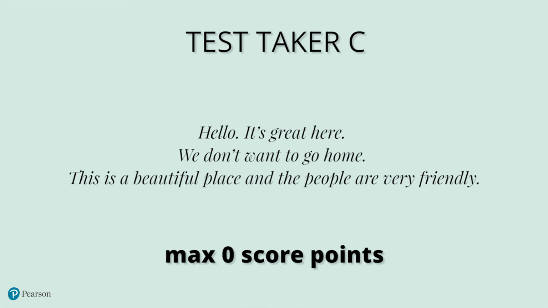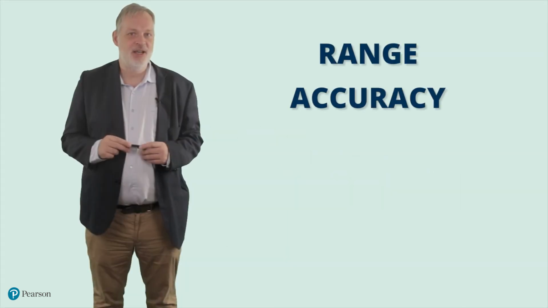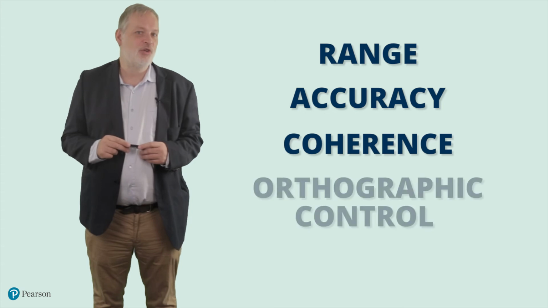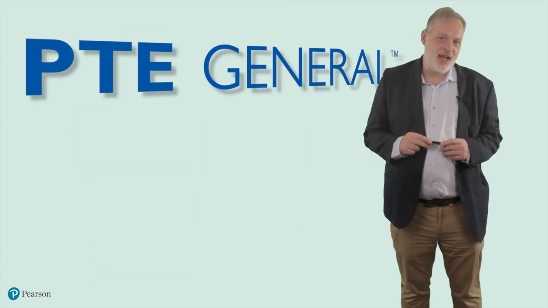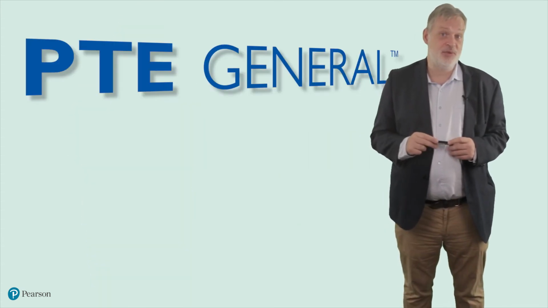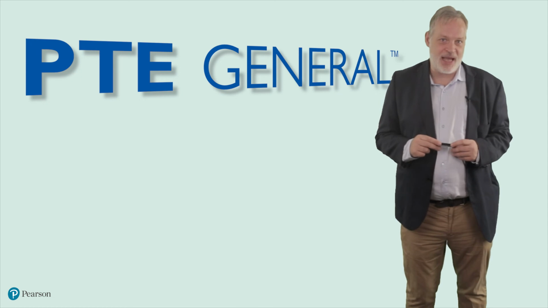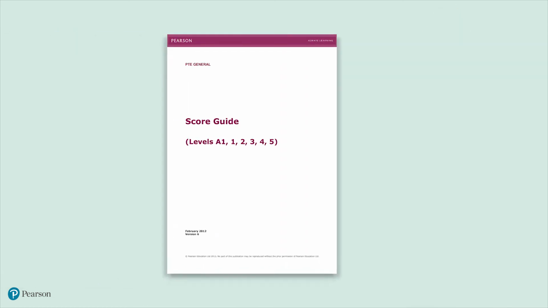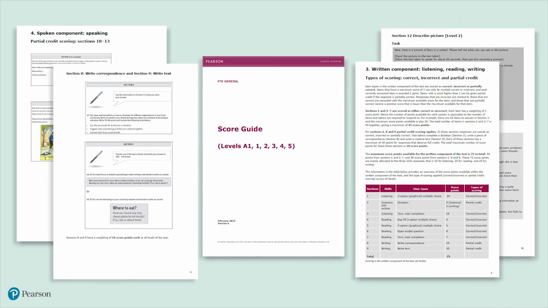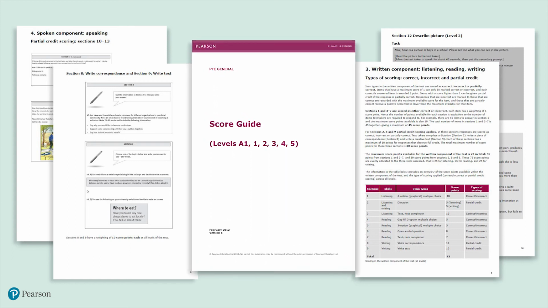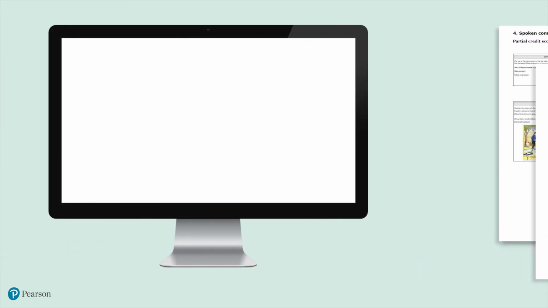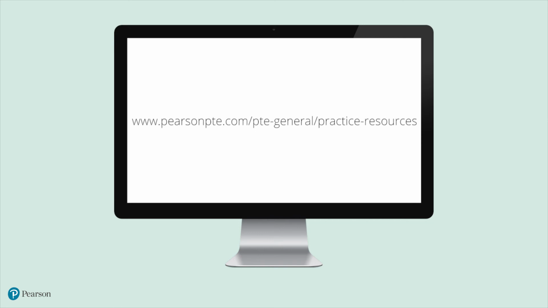Now it's time for the analytic criteria: range, accuracy, coherence, orthographic control. Here the marker analyzes the text against some descriptors, can-do statements, and they award points depending on how well the text matches the descriptor. You can find the descriptors for each criterion at each level in the score guide document, which is available from the PTE website.